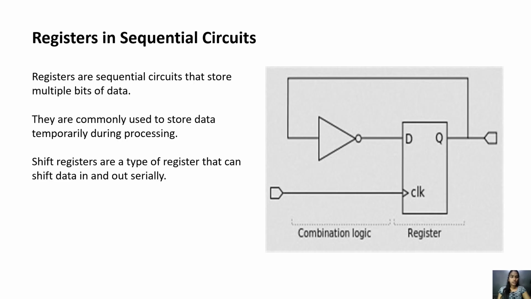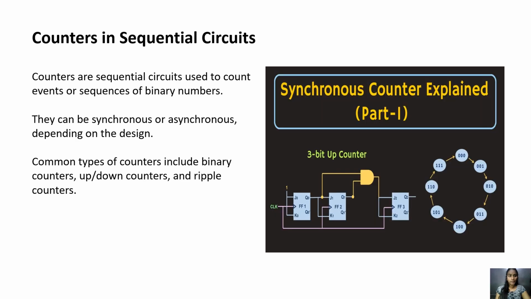Registers in sequential circuits. Registers are sequential circuits that store multiple bits of data. They are commonly used to store data temporarily during processing. Shift registers are a type of register that can shift data in and out serially.